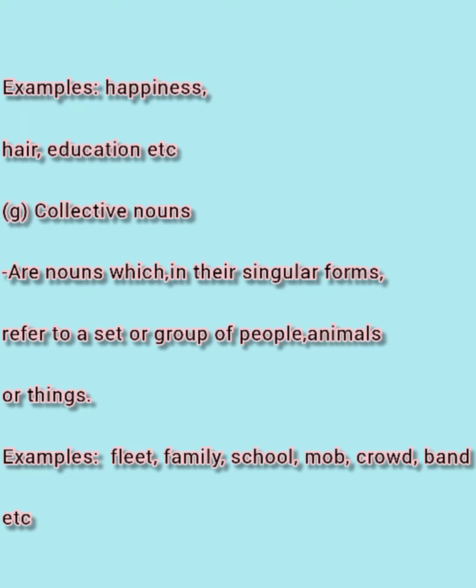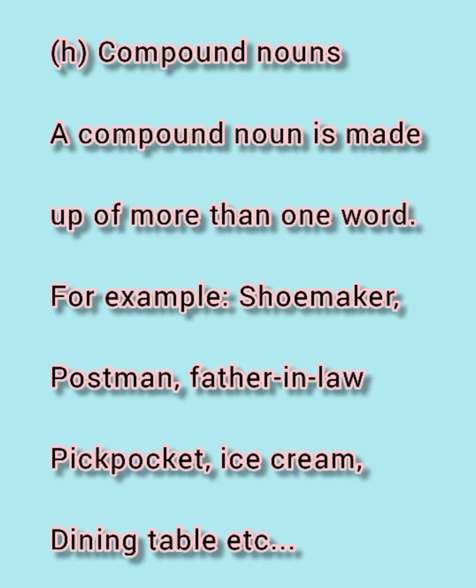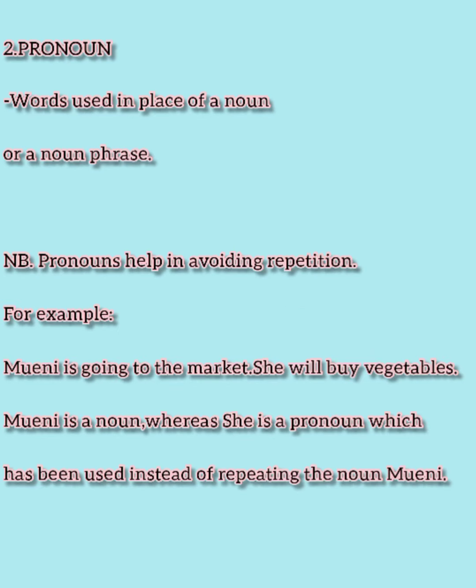From there we have collective nouns, which refer to a set or group of people, animals, or things. So, when we are talking about collective nouns, they do have singular and plural forms. And we have examples which are given here, as you can see. Now, last, we have compound nouns, whereby we say a compound noun is made up of more than one word. Like, for example, shoe maker.